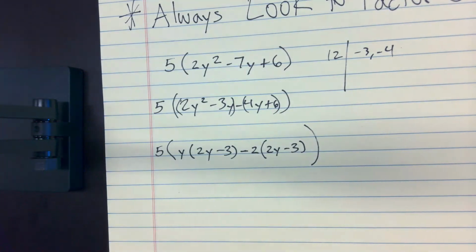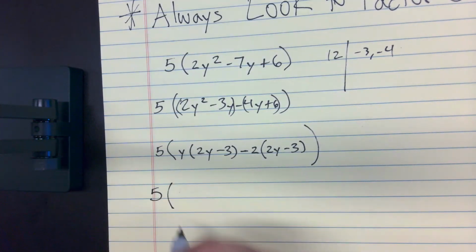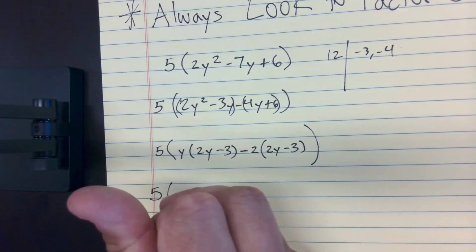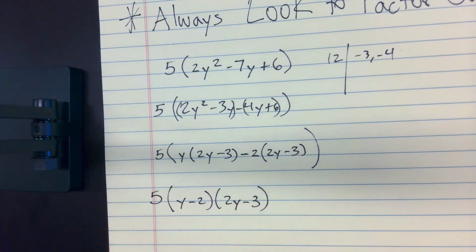And then you put together what's on the outside. Not the 5. The 5 stays out there. The y minus 2, 2y minus 3. And you're done.